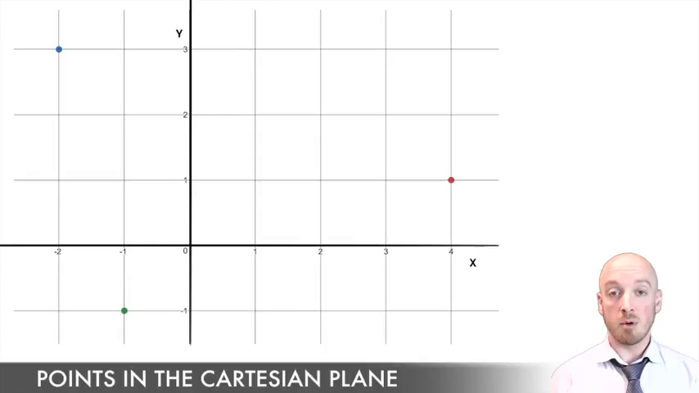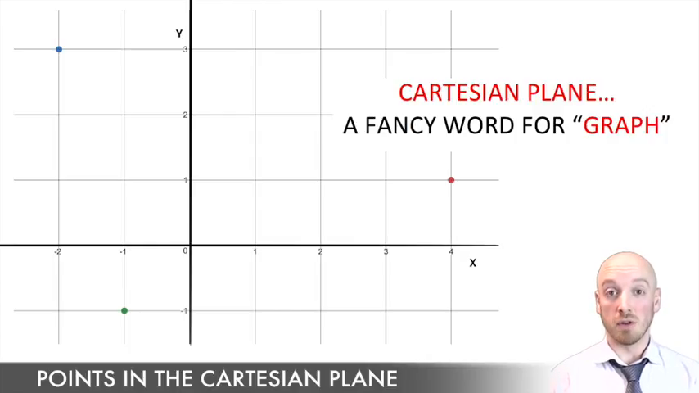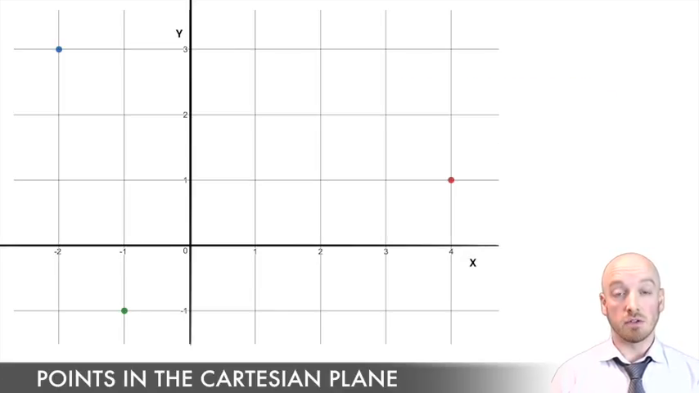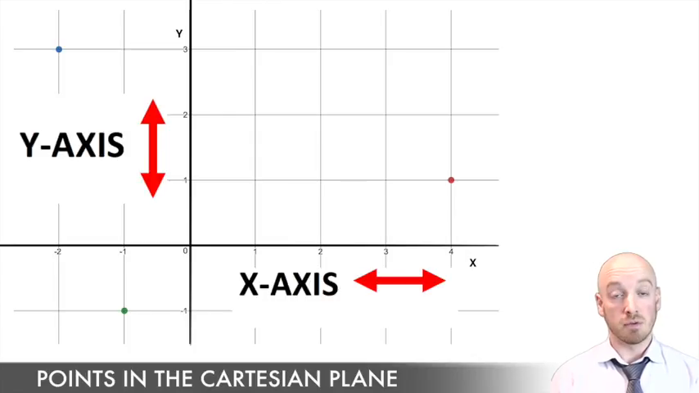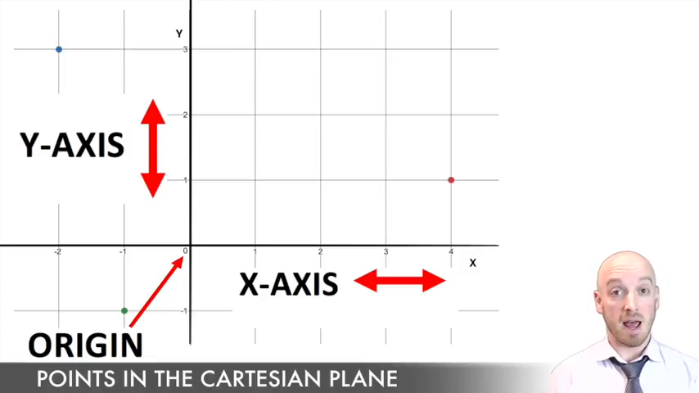All right, so when we talk about points in the Cartesian plane, all we're talking about is dots on a graph. So Cartesian plane is just a fancy word for graph. To be able to say accurately where these dots are located on a graph, we need something called a scale on our axes. And the axes are the two lines that you see right here. The left to right one is called the x-axis, and the up and down one is called the y-axis. Now, where the two axes meet is at a point called the origin. This is a value of 0 on the x-axis and a value of 0 on the y-axis.